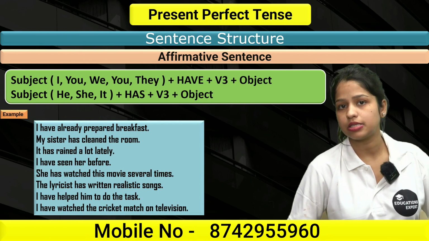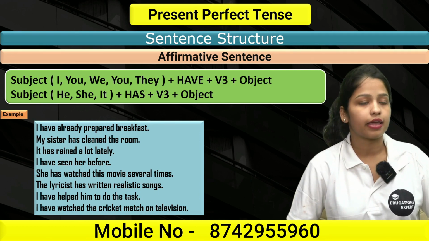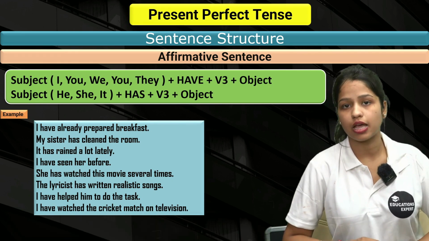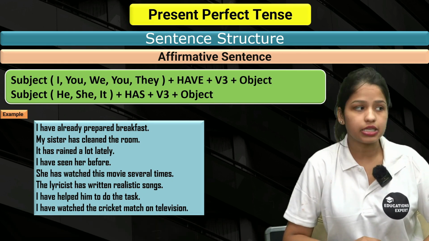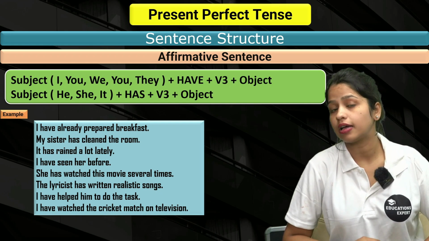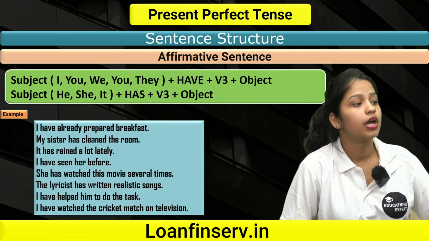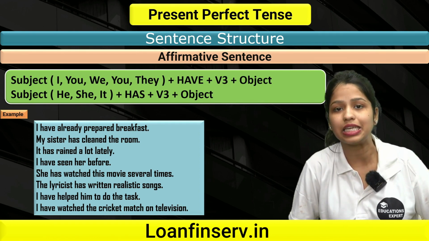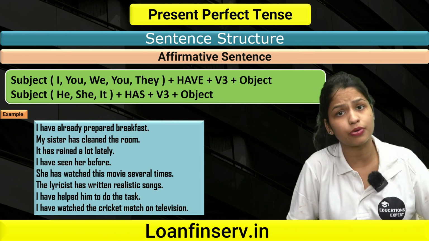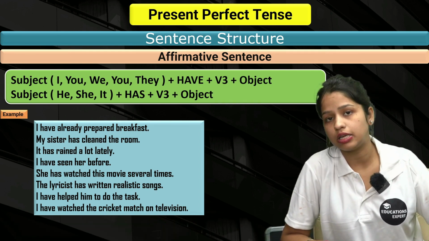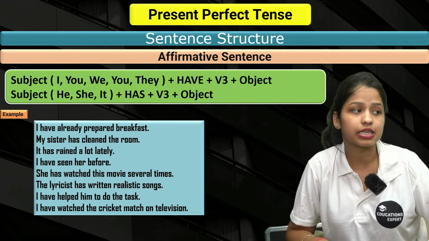These are the examples that we have to use, right? I, again, I is your plural subject. That's why I have used have with it. I have already prepared, again, third form of the main verb. I've already prepared breakfast. Next up we have, my sister has cleaned the room. My sister is a singular person. That's why I have used has with it. Clean, third form of clean would be cleaned. My sister has cleaned the room.